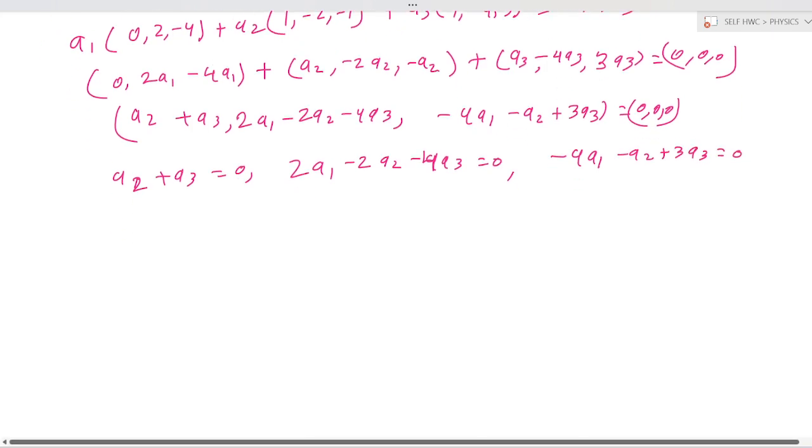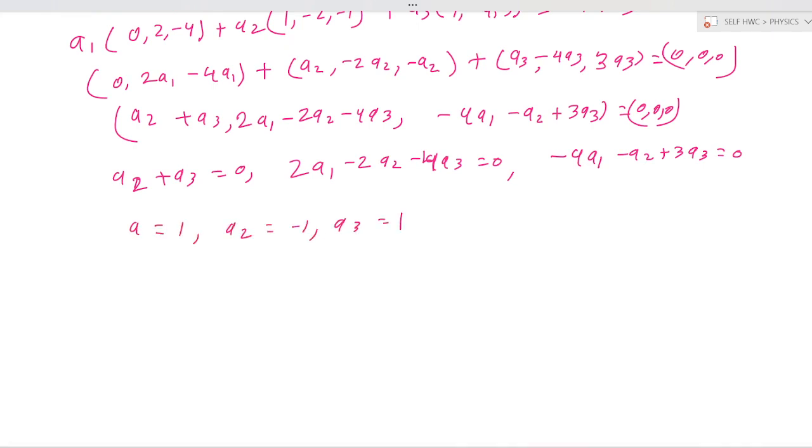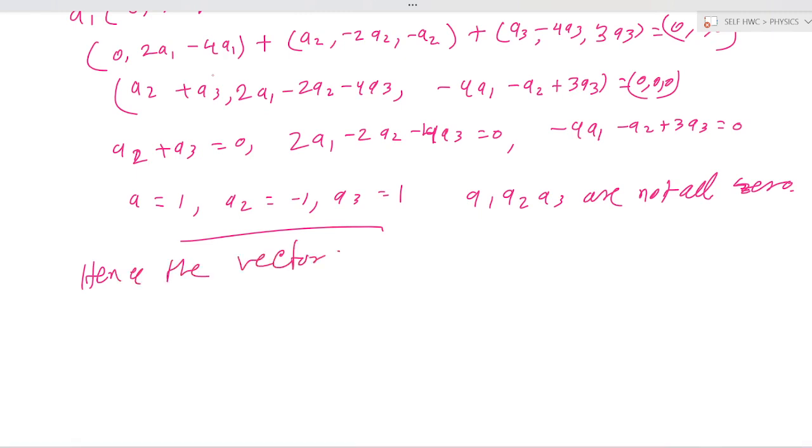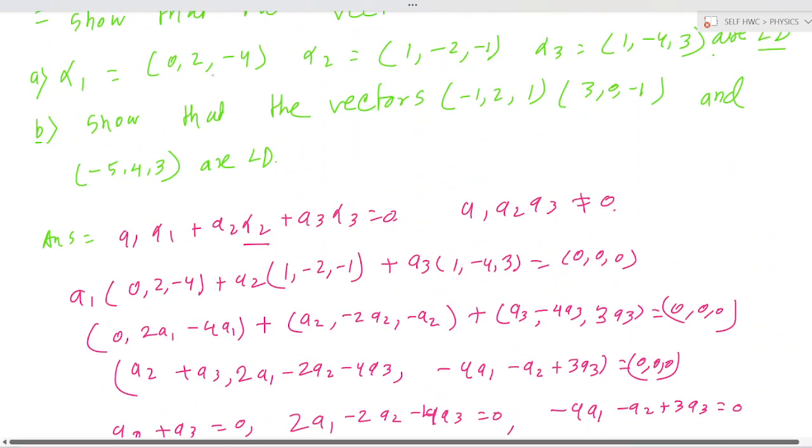And we solve this equation, so a1 is equal to 1, a2 is equal to minus 1, and a3 is equal to 1. Okay, as a solution. And because a1, a2 and a3 are not all 0, hence the vectors alpha 1, alpha 2 and alpha 3 are linearly dependent. Okay, so first question answer solved.